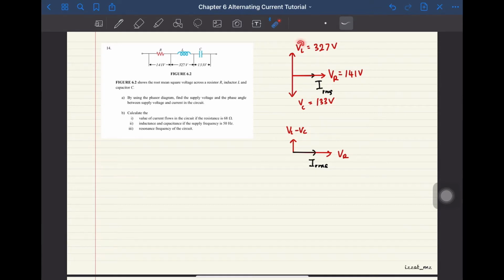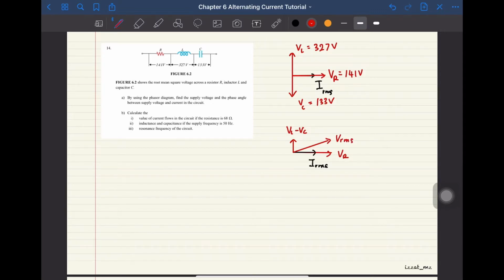Why didn't I flip VL instead of VC? Because I can see that this number is bigger than that one. So by logic, you will expect VRMS over there. That's just a simple logic. So here I can draw my VRMS maybe somewhere over there.